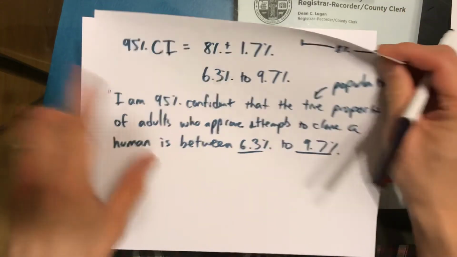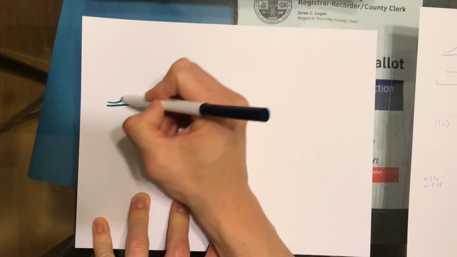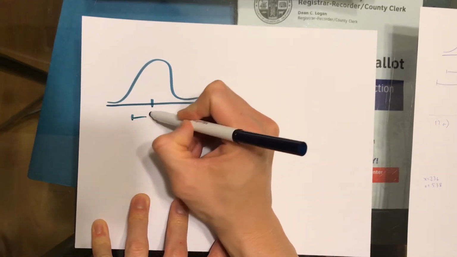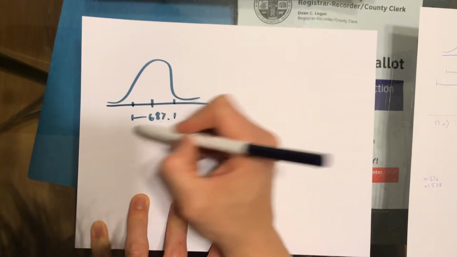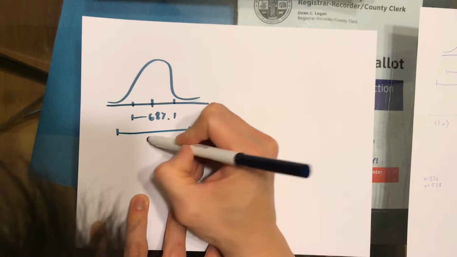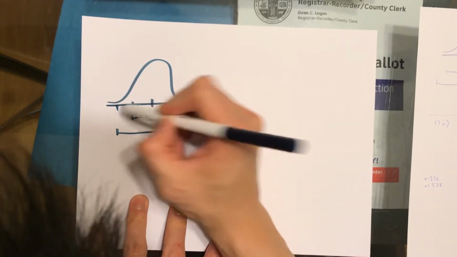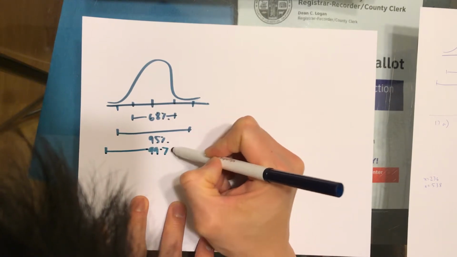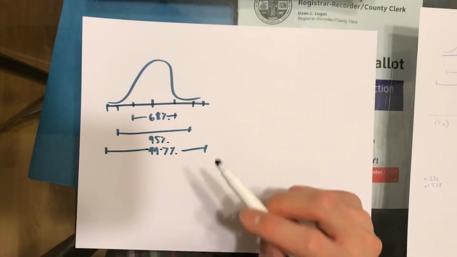So, back to confidence intervals. You guys remember our old friend, the normal curve? Remember, 68% is 1 standard deviation. 2 standard deviations is 95%. And 3 standard deviations is pretty much almost 100%, 99.7%. You guys remember this.